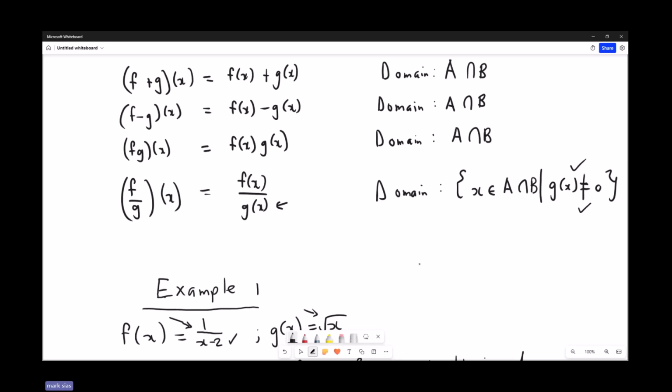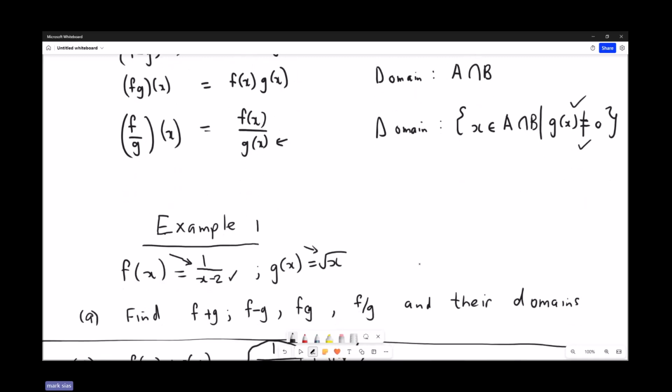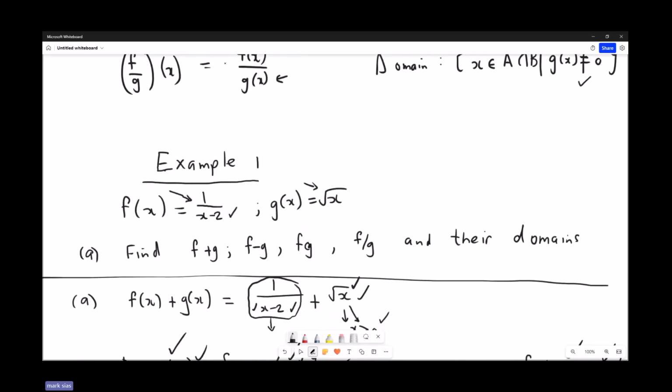Guys, let me now give you an example. Let me still keep the square root of x as g of x. And let me now do this: let f of x equal 1 over the square root of x minus 2 now. Let's see what will happen in that case. I'm going to call this my example 2.